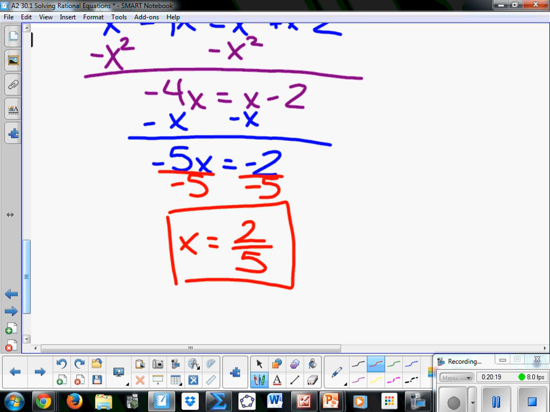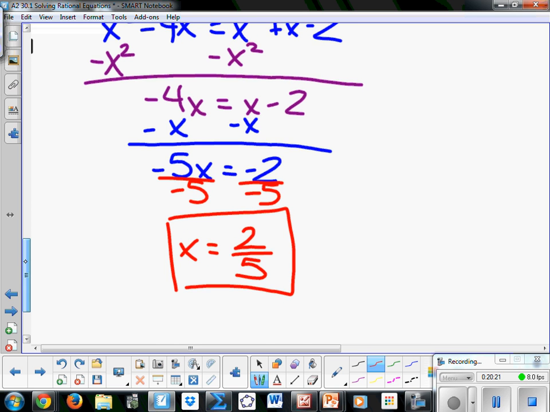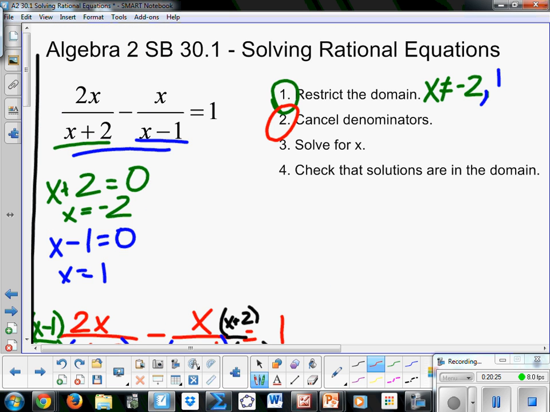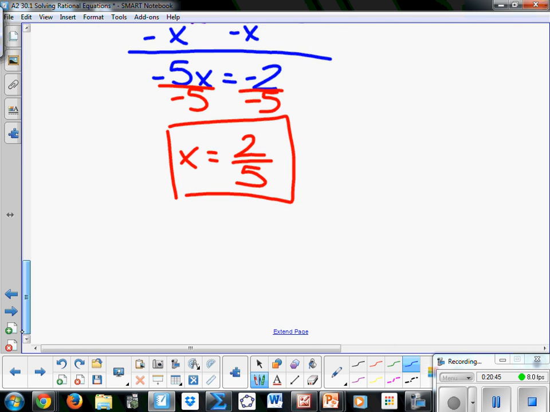All right, so are we done? Almost, promise. Okay, so we got all that work. We did our canceling of our denominators. We solved for x. Now, the last thing to do is to check that our solution, in this case it's just one solution, is in the domain. Okay, so our restrictions are these lovely values here. x cannot equal negative 2 or 1. And is our solution negative 2 or 1? Nope. So this one checks out.